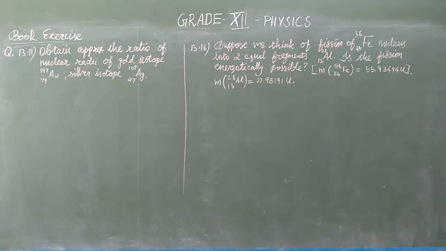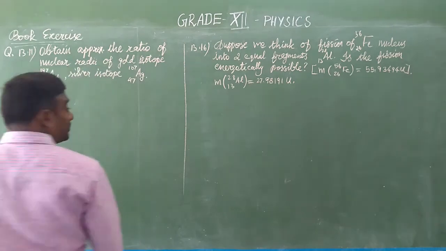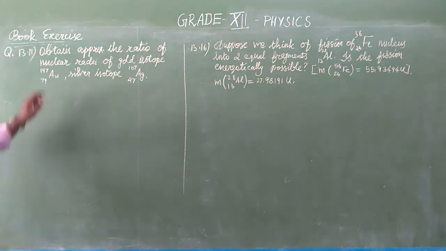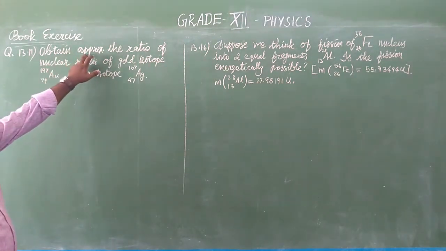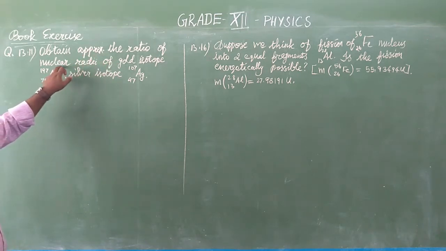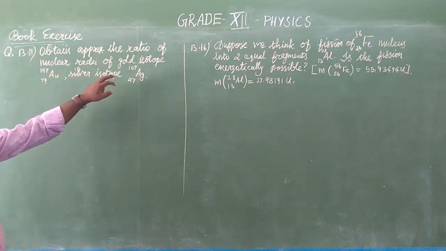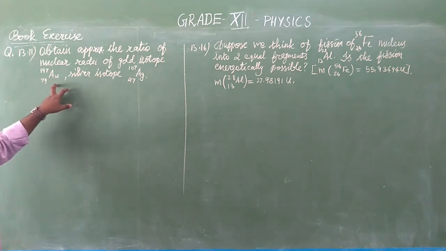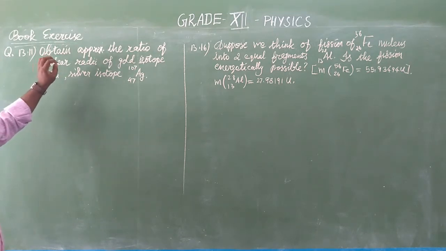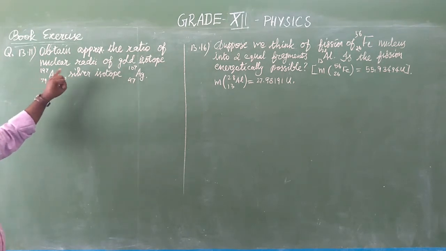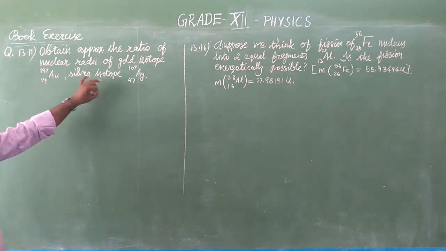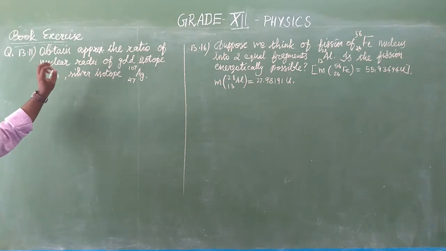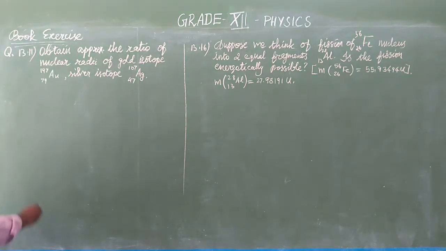Coming to question number 11, look at the question. Obtain approximately the ratio of the nuclear radii of the gold isotope and the silver isotope. Okay, there are two isotopes given, with the nuclear radii. So we are going to find the ratio of the nuclear radius. They gave the gold isotope and the silver isotope. So for each isotope, we are going to determine the nuclear radii ratio.